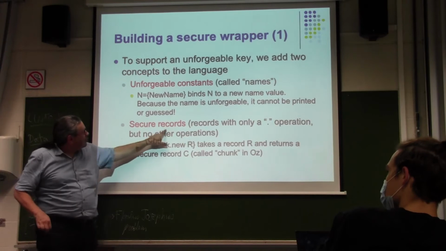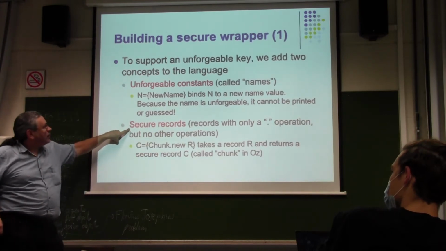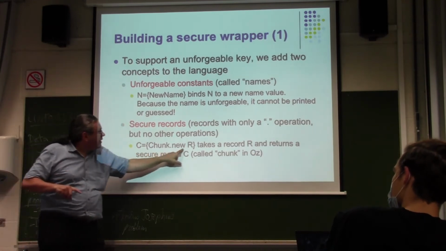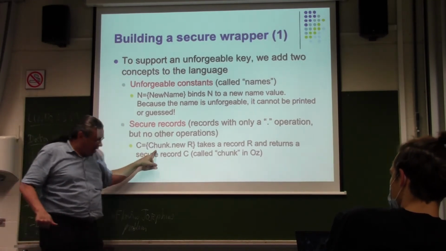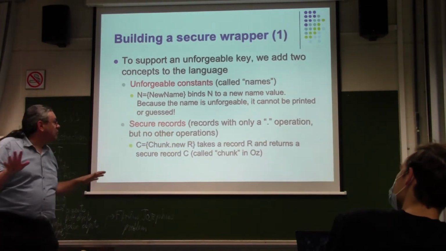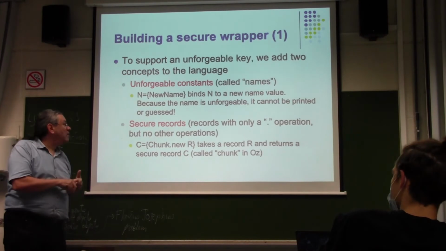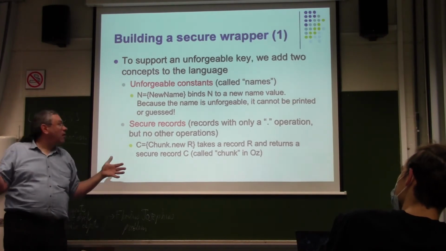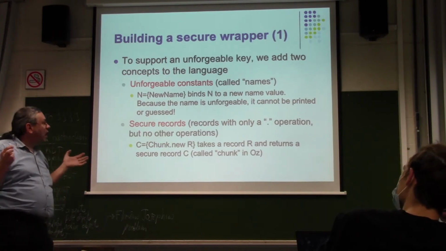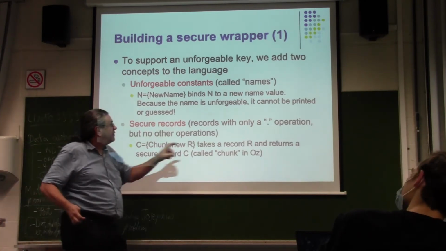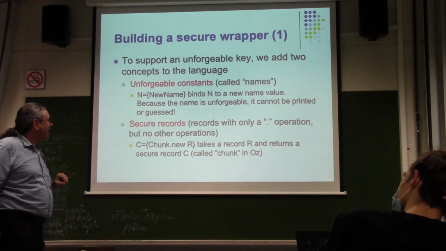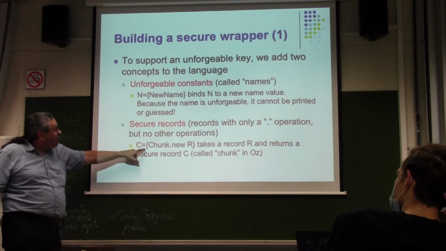But these records are very limited records. There's only one operation. Well, two. You can create them, that's one operation, and you can access the field with the dot. That's all you can do. You cannot do arity, you cannot find out how many fields there are with width, you cannot print them, you cannot do anything except dot. So it's like a very limited form of record, okay? And in Oz, these are called chunks, okay?